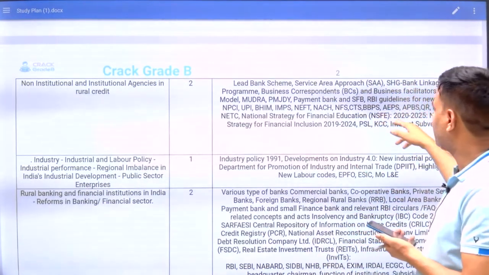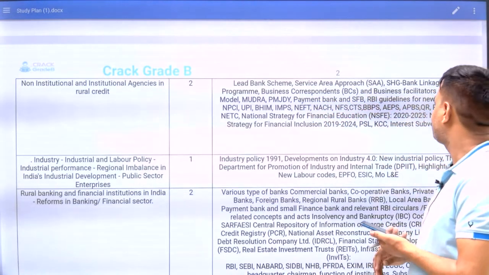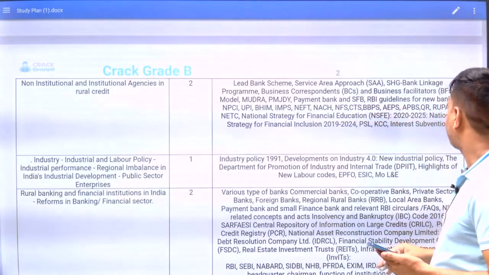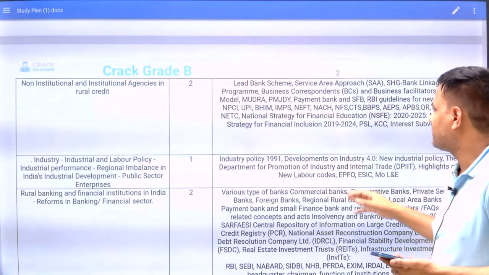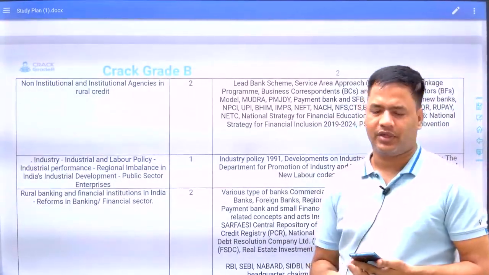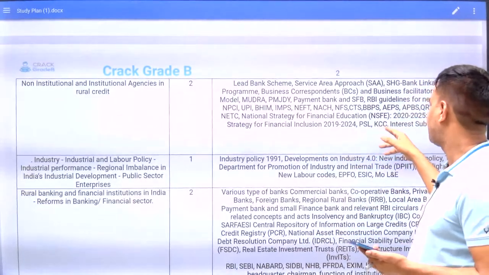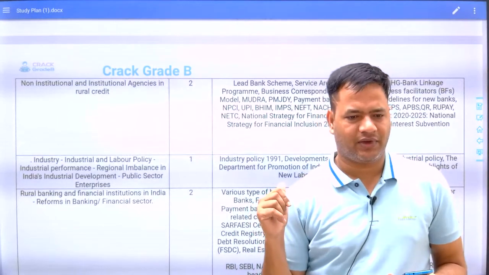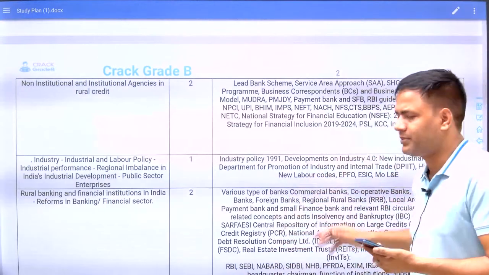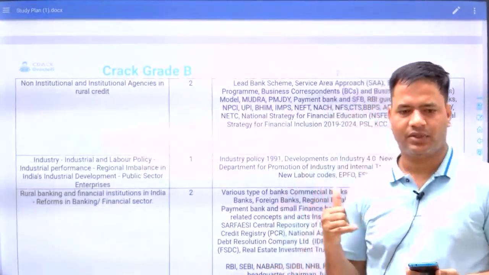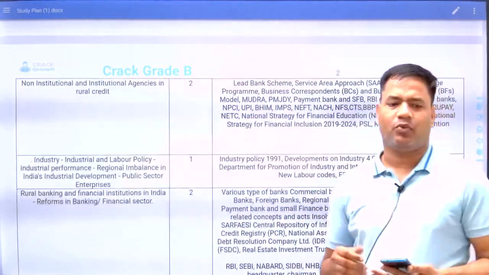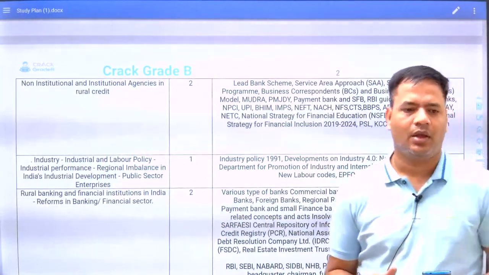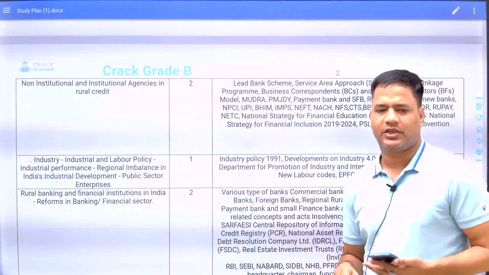These include different schemes like the lead bank scheme, service area approach, and SHG bank linkage, which is also studied under the National Rural Livelihood Mission. Business correspondents, business facilitator model, Mudra, PMJDY and these financial inclusion terms you have to study. You can skip the National Strategy for Financial Education and National Strategy for Financial Inclusion; you can study some points of these board documents because they are very bulky, with a lot of data. But repeatedly we have seen that questions are asked from these documents. PSL, priority sector lending, is very important for the NABARD exam. You can see at least 2-3 questions from PSL and KCC, Kisan Credit Card, Interest Subvention Scheme and priority sector lending, in phase 1 as well as phase 2 objective part.